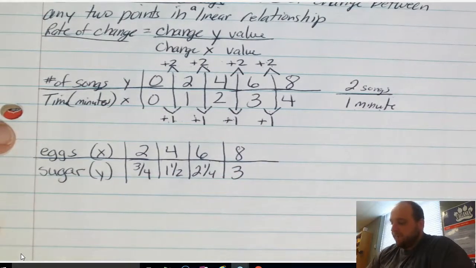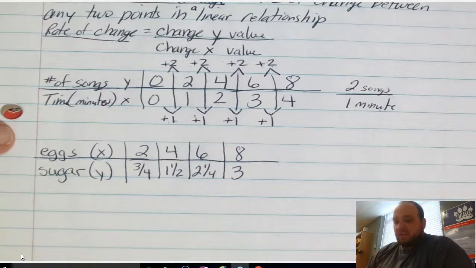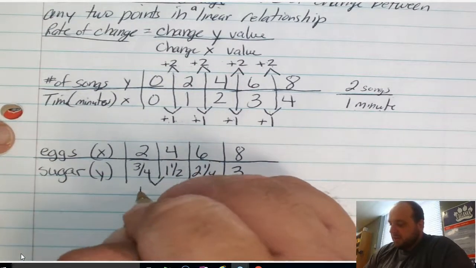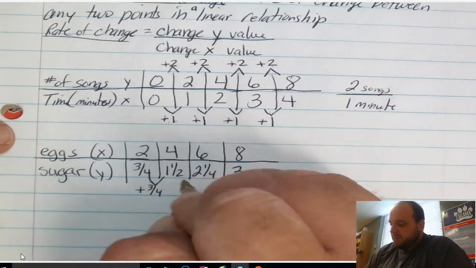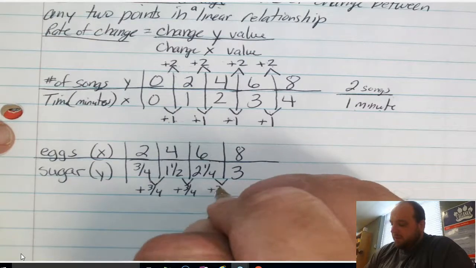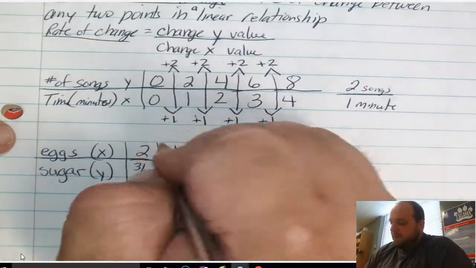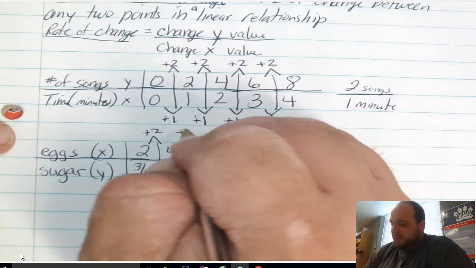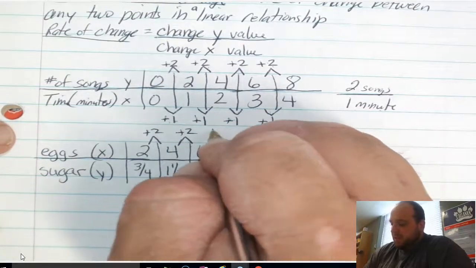All right. So what I want to do again is look for the constant rate of change. On my table, I see this went up by 3/4. Up here, it went up by 3/4. And then up here, it went up by 3/4. The number of eggs went up by 2. From 4 to 6, it went up by 2. And from 6 to 8, it went up by 2.